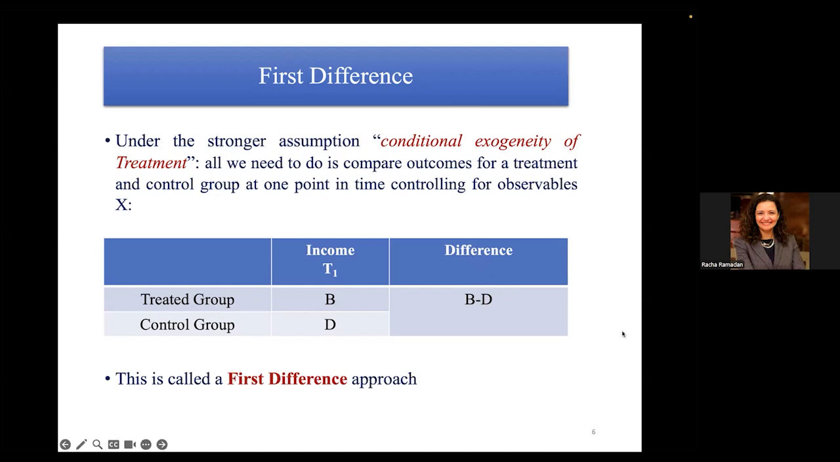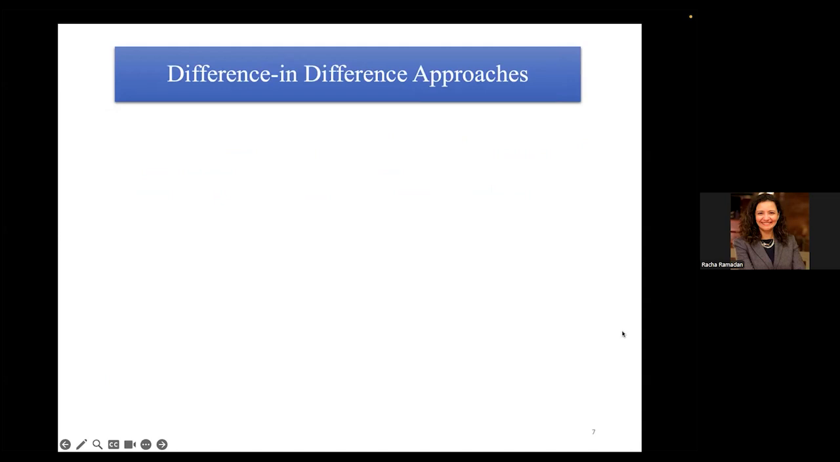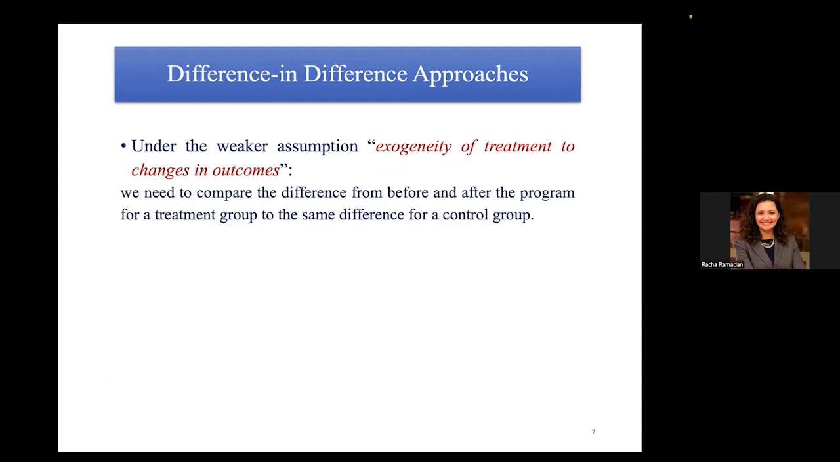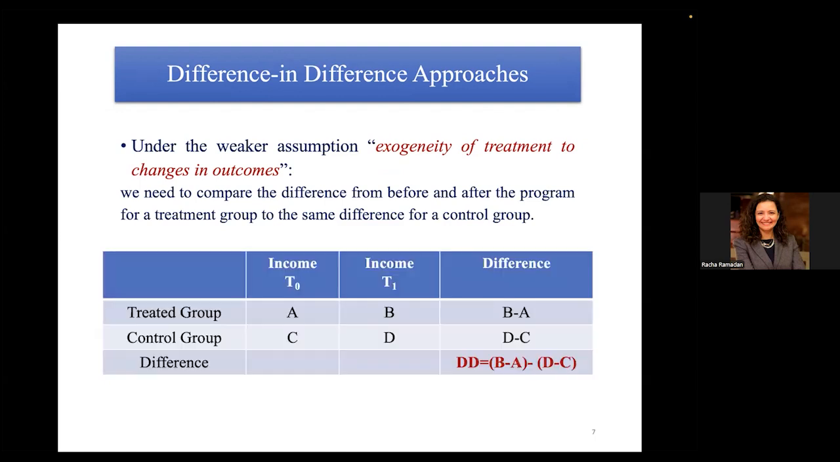But because this is not the case, and as we said, this strong assumption is not verified, because even the selection into the program would be affected by the unobservable characteristics, we have to compare the difference between the income of the treated group before and after the implementation of the program and the income of the control group before and after the implementation of the program.